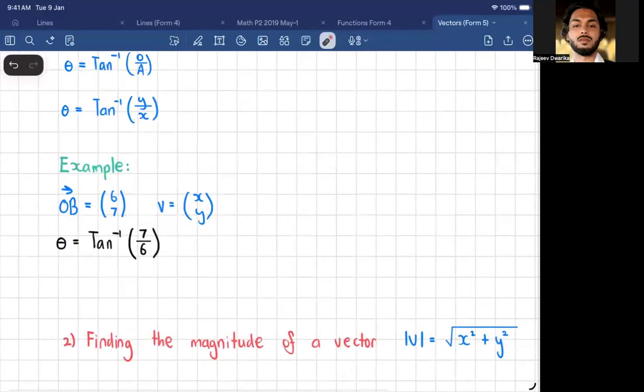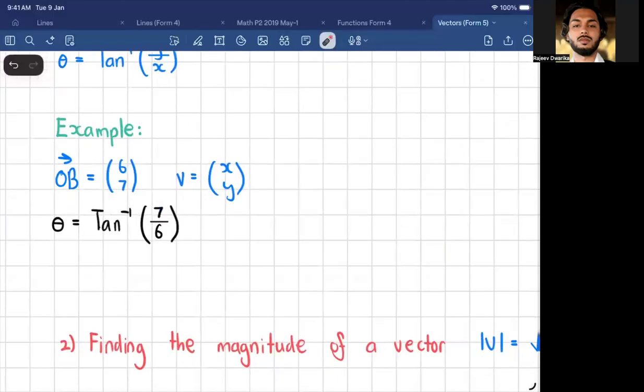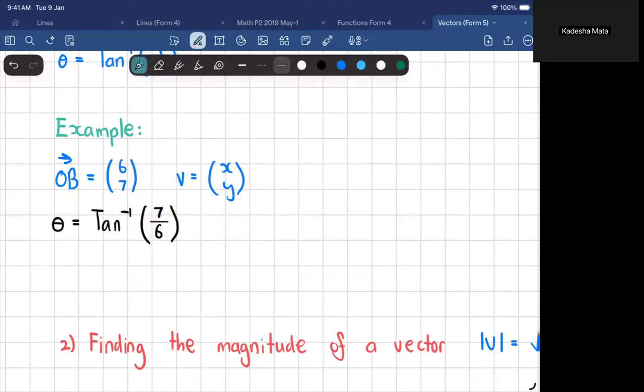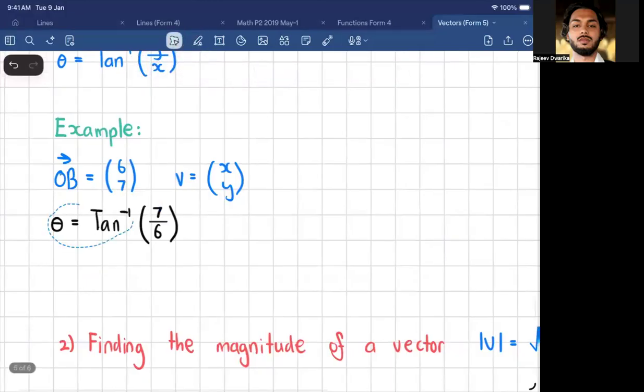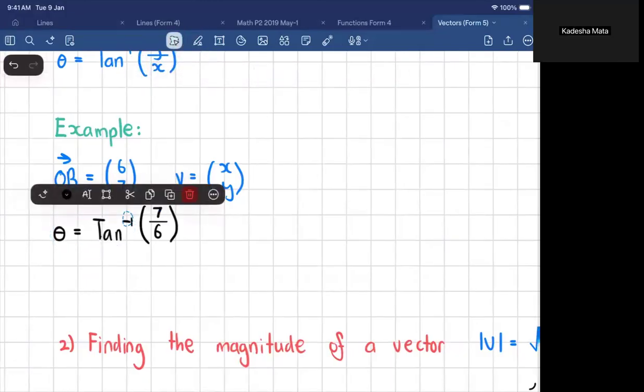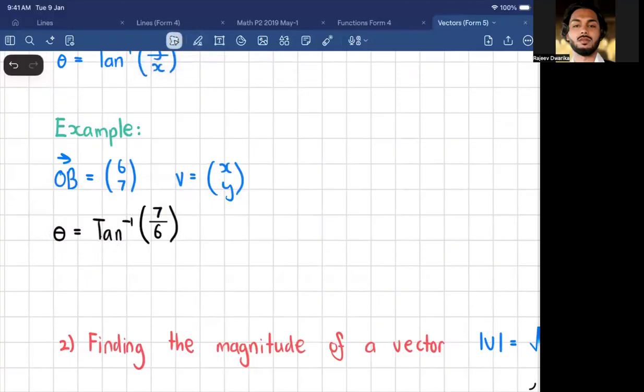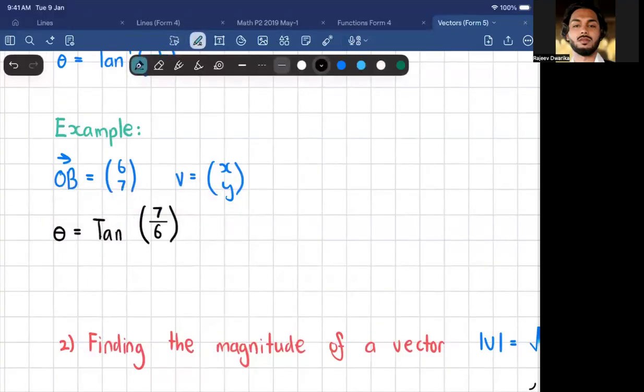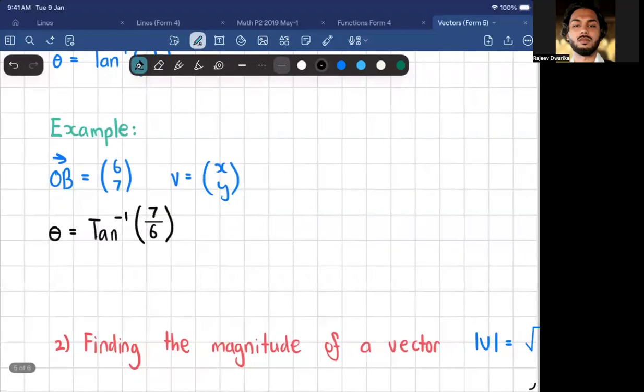And when you're given a question, it'll look like this. So O to B is 6, 7. Anytime you're given a vector, it's always the horizontal movement first, then the vertical movement. So it's just going to be tan inverse of the vertical over the horizontal. Do you know how to plug that into your calculator? Yeah, but I don't have my calculator right now. Oh, shucks. All right. Well, somebody that does have a calculator, let me know what you're getting for tan inverse 7 over 6.